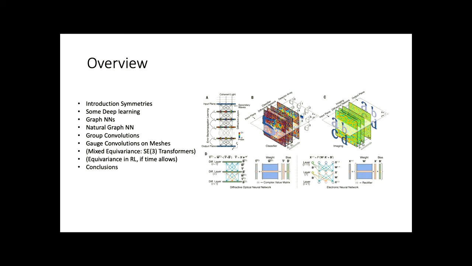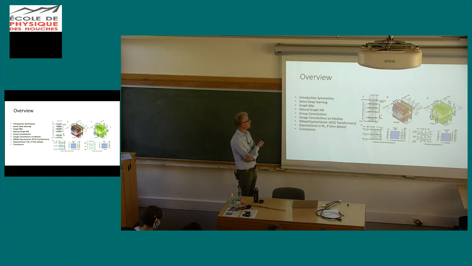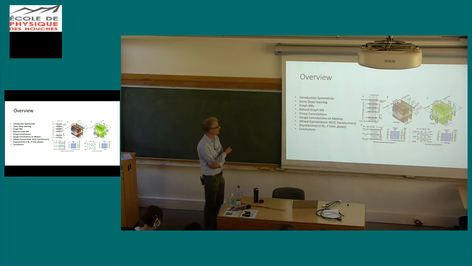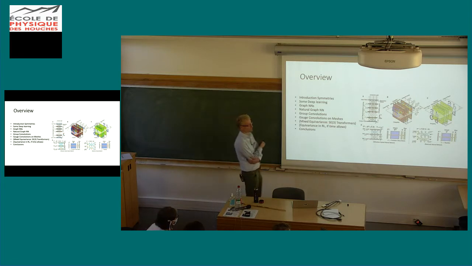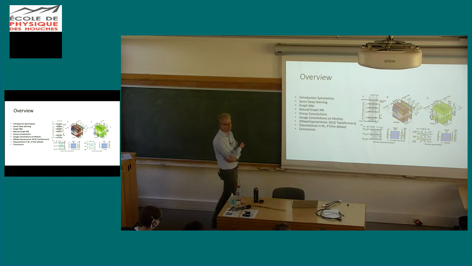Okay, I will talk about symmetries in deep learning. First I'll give a quick introduction and a little bit of background in deep learning. I'm not sure how useful that is in this crowd, but let me do it anyway to set the stage. I'll talk about graph neural networks, and natural graph neural networks, which is very recent work with Pim de Haan and Taco Cohen. I'll talk about group convolutions and gauge convolutions on meshes. And then if there is time, we could go into some recent work on SE3 transformers, which is basically a mixture: a graph neural net that also transforms equivariantly under geometric spatial transformations. And then I have one slide on how equivariance can also be used in reinforcement learning.